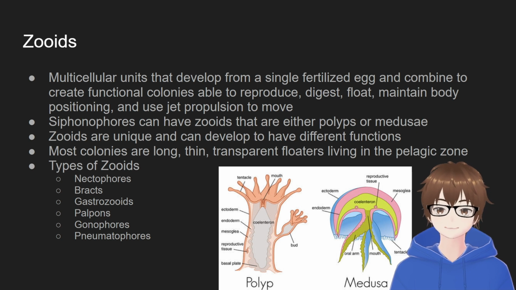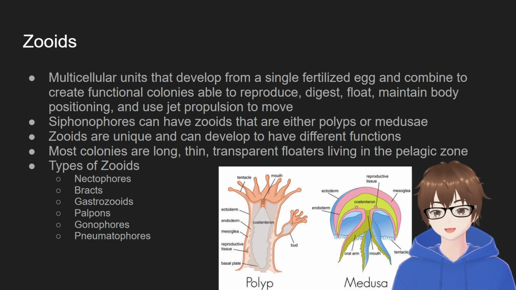Siphonophores can have zooids that are either polyps or medusas. So I have a picture here of a polyp and medusa. A polyp is one that is attached to the ground, whereas a medusa is free floating. Zooids are unique and can develop to have different functions, and most colonies are long, thin, transparent floaters living in the deep ocean. And there are different types of zooids here. So there's the Necrofores, brackets, Gastro Zoids, Palpons, Gonopores, Pneumatophores, and we'll go over most of these here.